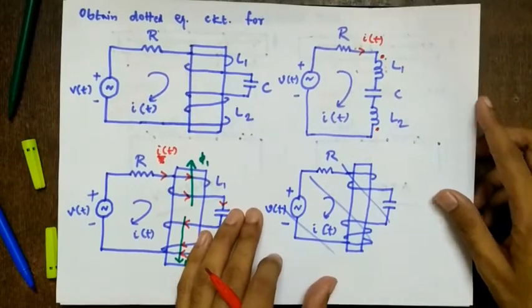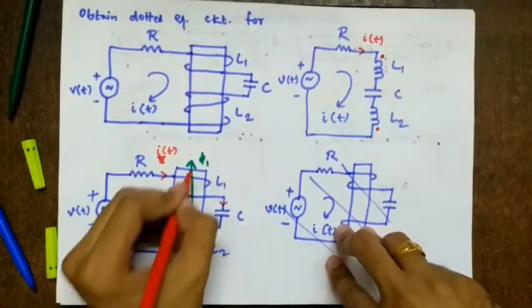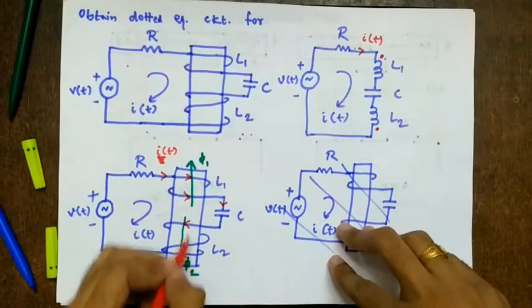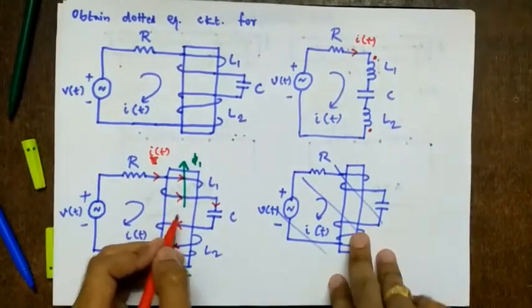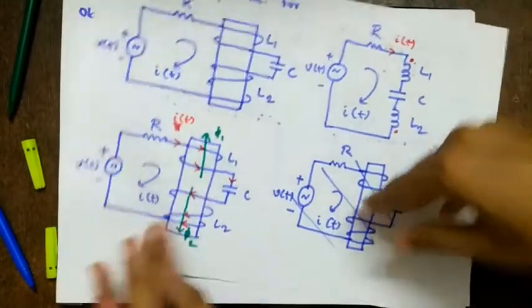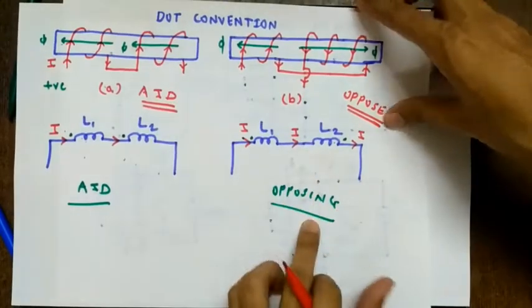I hope you have understood. Again, they are opposing fluxes. Why are they opposing fluxes? Due to the right hand rule, Ampere's law. So for opposing fluxes, what we have seen, what is the diagram? This is the diagram for opposing fluxes.